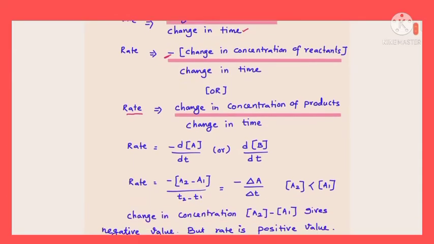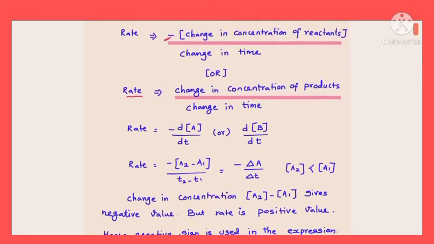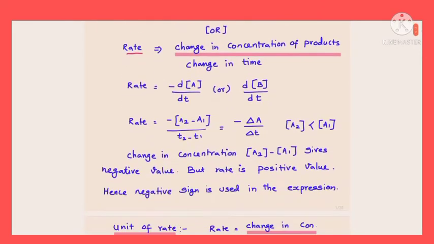Whereas in case of product, the concentration of product gradually increases, so we use a plus sign in the numerator. So for the above given equation, A gives B, the rate can be expressed as: rate is equal to minus dA by dt, that is minus change in concentration of reactant A by change in time. This is with respect to reactant. If the rate is expressed in terms of product, rate is equal to plus dB by dt. This is the rate expression for reactant A giving product B.